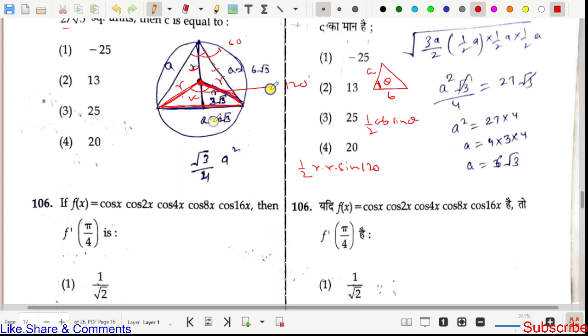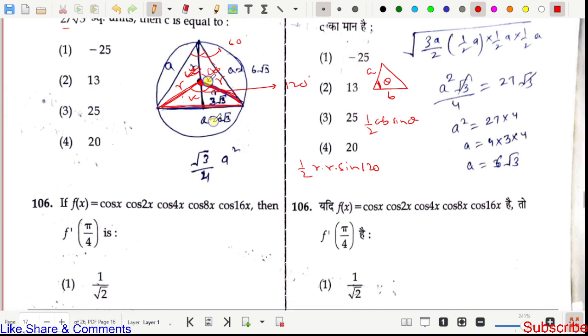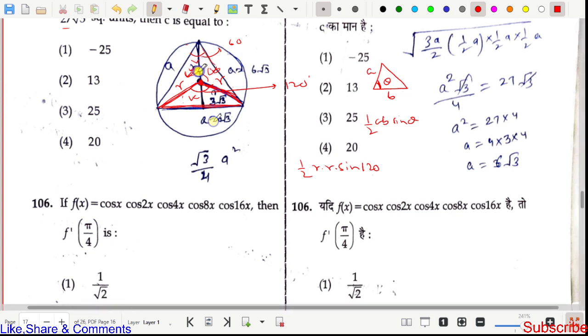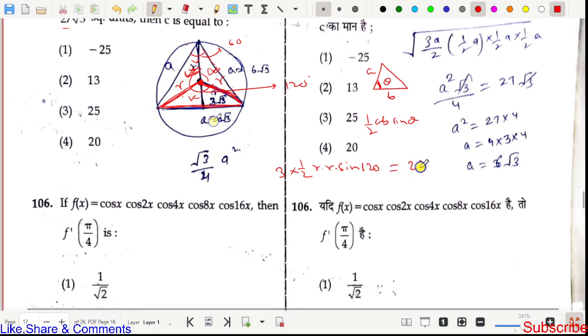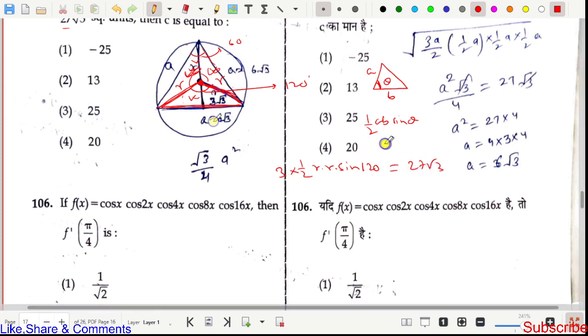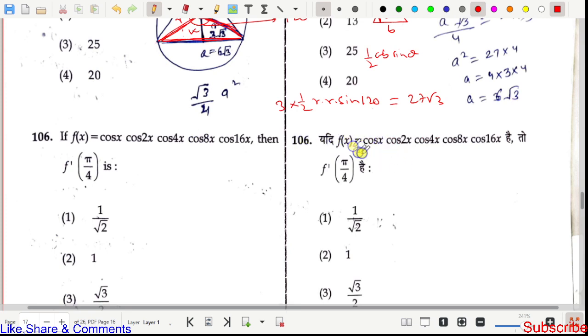The angle is 120. And to find the area of the total triangle, it will be 3 times, because this triangular area is also the same, and this triangular area is also the same, because this angle is also 120, and two sides are the radius r. Clear? So if we multiply by 3, we get the area of this triangle, and the area of this triangle is 27 root 3. Clear? Now simplify it.